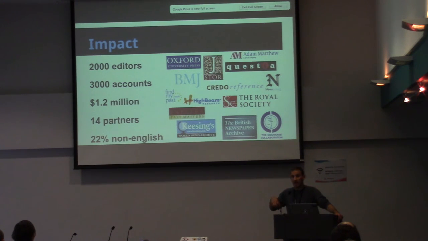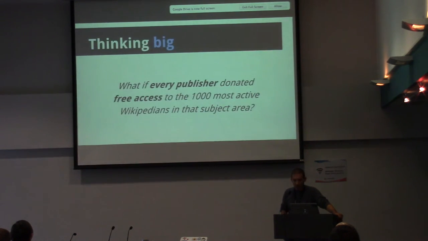But by centralizing it and acting as the subscription manager at a library, we're able to get a tremendous amount of resources for free. And so we have 15 partners so far, and they're primarily English language sources. We're working to change that, but about a fifth of our editors are not active on English Wikipedia, they're primarily active elsewhere. And so I like to ask this big question: what would it be like if every single publisher donated free access to, say, the top 1,000 most active Wikipedia editors in that subject area? What would that mean for Wikipedia, and what would that mean for exposing the collections of the publisher?